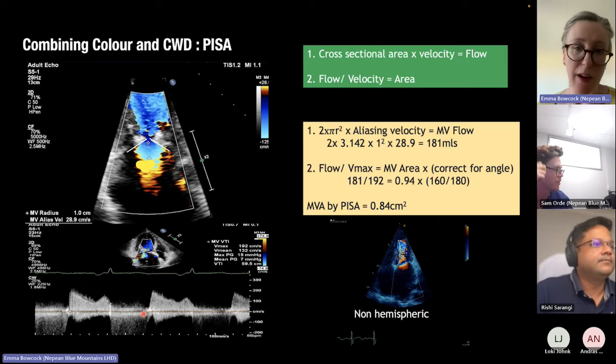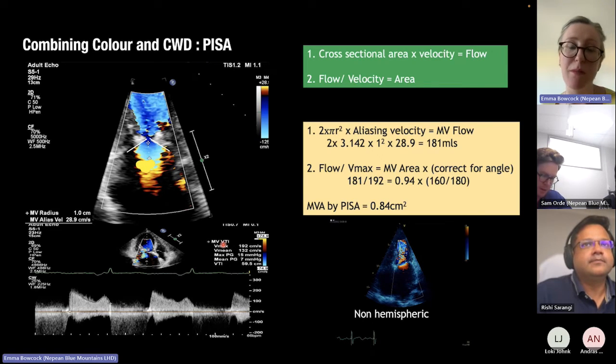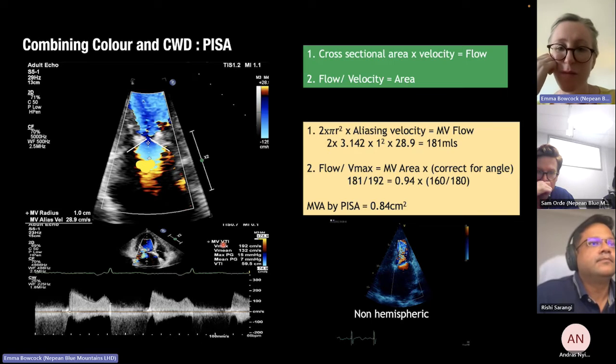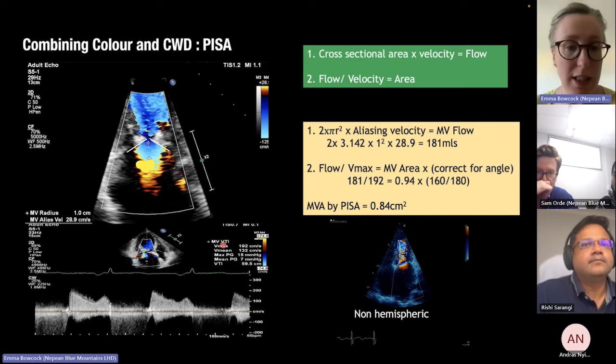Very rarely, if you have perfect conditions, and I must admit I haven't seen anyone use it. This is a patient from an ICU that I worked in, but we rarely use PISA to calculate mitral stenosis severity. We tend to use planimetry, gradients, pressure half time, and 2D subjective assessment as well, and the LA size and symptoms, rather than using PISA. But it's there and you can use it.